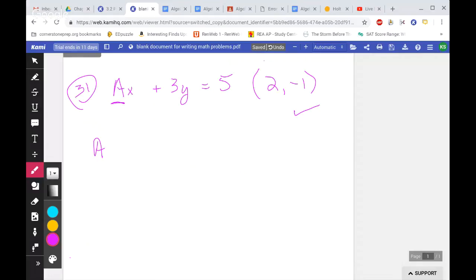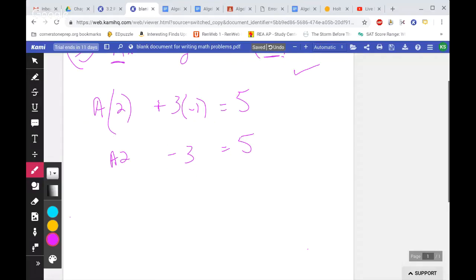So we've got A times, this is the x coordinate, 2, plus 3 times -1 equals 5. You can write it as A2, or you could write it as 2A. Either way is fine. And then a positive 3 times a negative 1 is a negative 3 equals 5. Now I'm going to add 3 to both sides because we want to move closer and closer to our missing term.